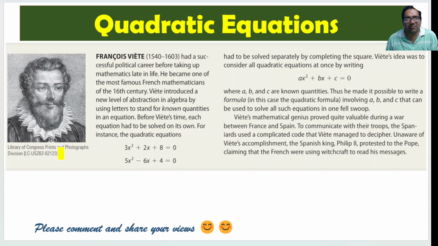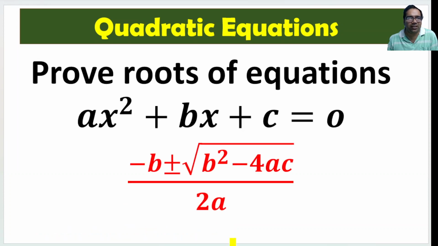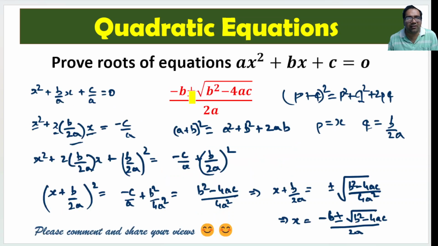Now this mathematician got this idea: why not put a, b, c? Why not generalize this and create a formula? And then he created this formula of (-b ± √(b² - 4ac)) / 2a. And he used this clever way of making a perfect square using a, b, and c.